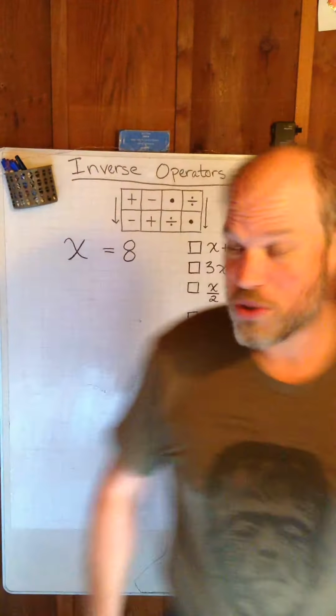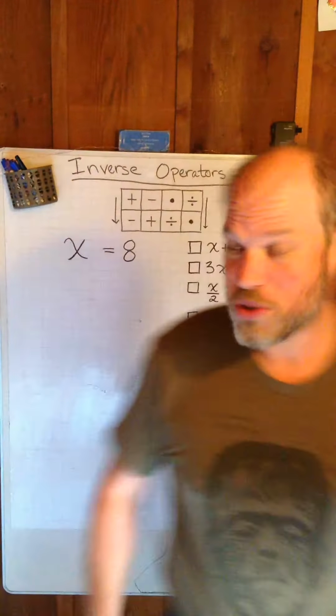In today's mini lesson, we're given the equation x equals 8, and we're going to use inverse operators to figure out what x actually equals. And we're going to check every box that is a true statement for x equals 8. Now this is number 24 of your Utah, page 160. So please follow along. This will help you with what you're doing today.